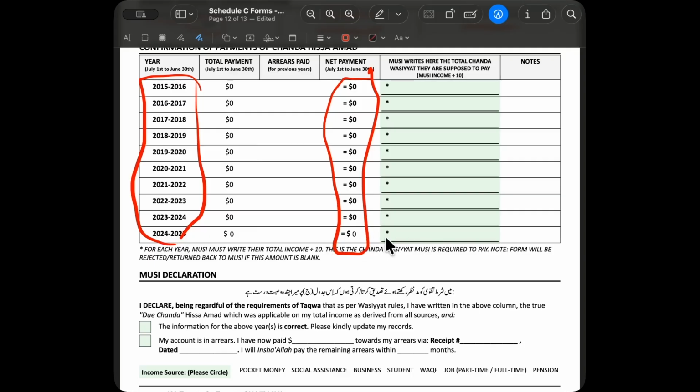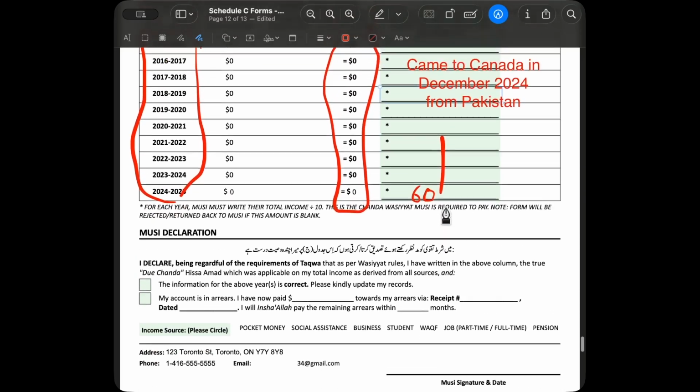So for the 6 months he was supposed to pay Chanda Wasiyat. So here the Musi should write clearly when he came to Canada and from which country, these two things. It should be clearly written: came to Canada in December 2024, and from where? From Pakistan. This way, Markaz will know if he has properly calculated his Chanda Wasiyat, and also they will check their file and send any pending information to us for the next year.